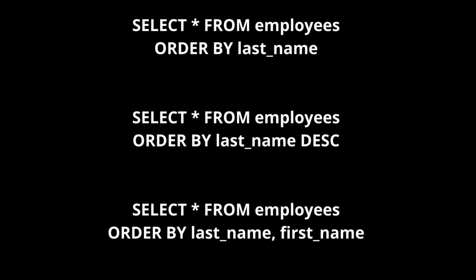The order by clause in SQL is used to sort the result set returned by a select statement. It specifies one or more columns to sort the data in ascending or descending order. By default, order by sorts the data in ascending order. In the first example, the query sorts the employees table in ascending order by the last_name column. To sort the data in descending order, we can use the DESC keyword. We can also sort by multiple columns by specifying them in the order by clause, separated by commas.